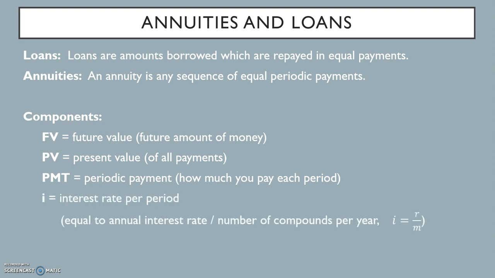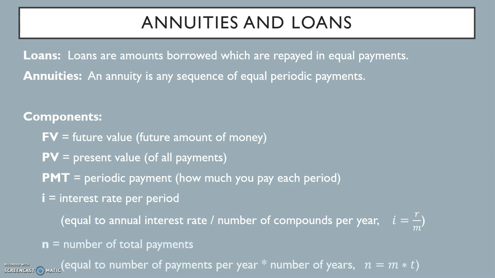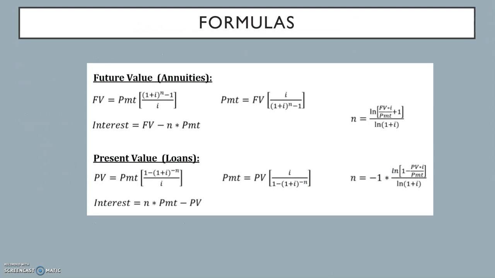I is the interest rate per period. Remember, we learned last week that I is equal to R over M, where R is the annual rate and M is the number of periods in a year. And finally, N is the number of total payments made. To find N, we take the number of periods in a year, M, and multiply it to the total years that have passed, T. Just like last week, this week is all about the formulas.